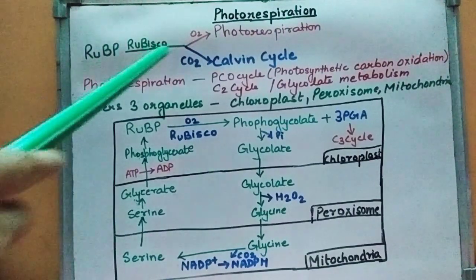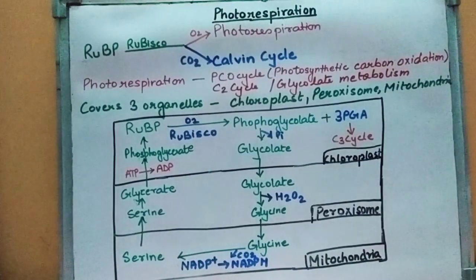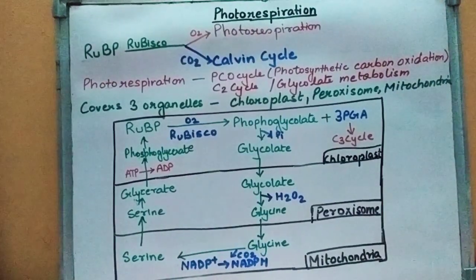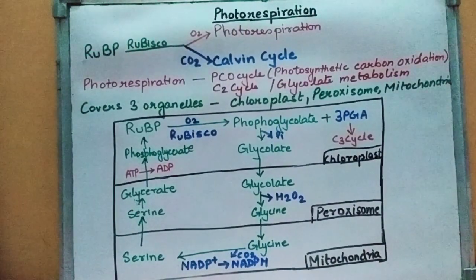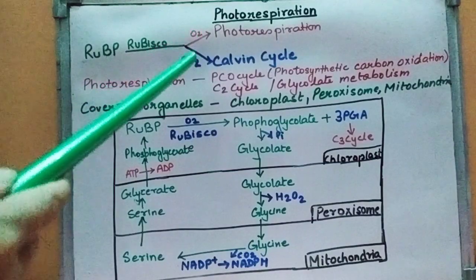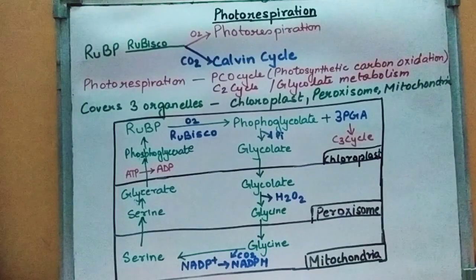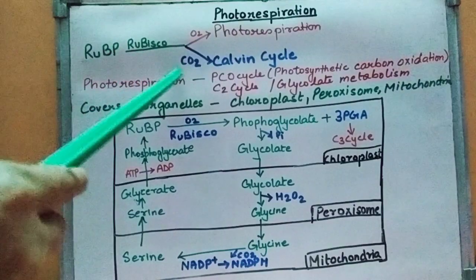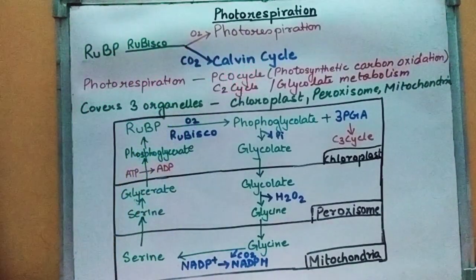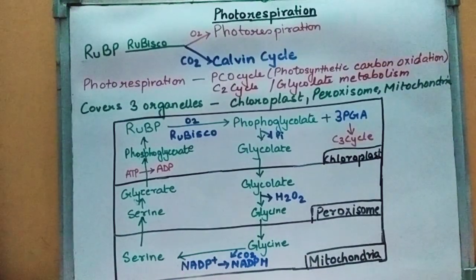Remember, this enzyme is very important in the Calvin cycle, that is Rubisco, which helps in combining carbon dioxide with RuBP in the Calvin cycle. This enzyme has an affinity to both oxygen as well as carbon dioxide. The enzyme has one single active site. That site can bind with either oxygen or carbon dioxide. When it binds with carbon dioxide, it undergoes the Calvin cycle. When it binds with oxygen, it undergoes photorespiration.